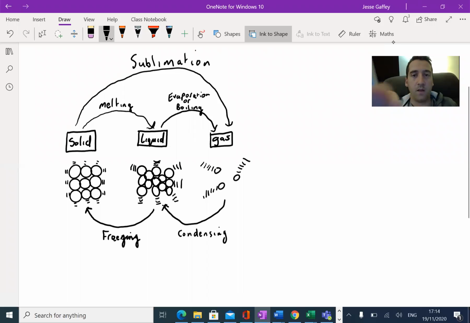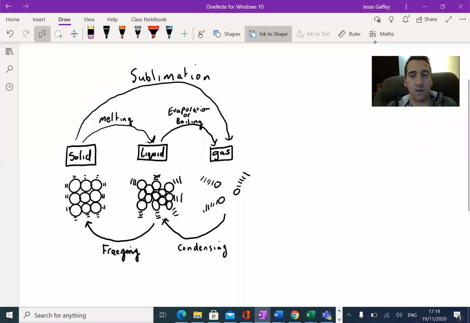Okay. Now, second question. Changes of state. Are they an example of a physical change or a chemical change? On 3, 1, 2, 3.